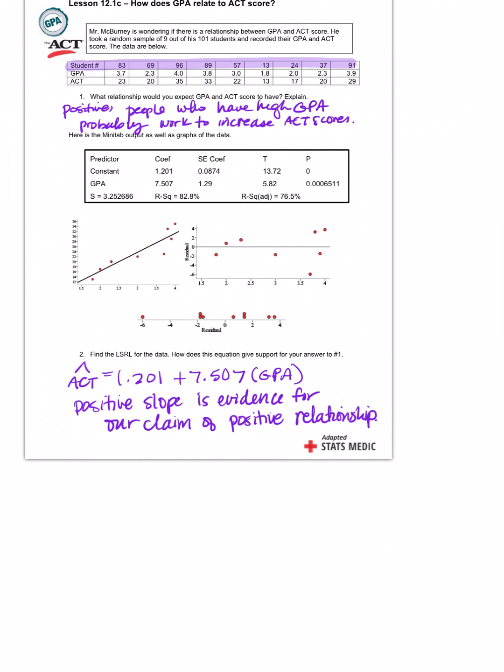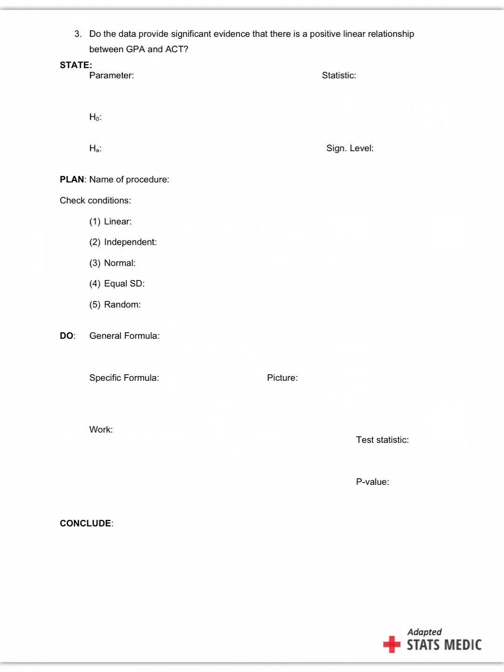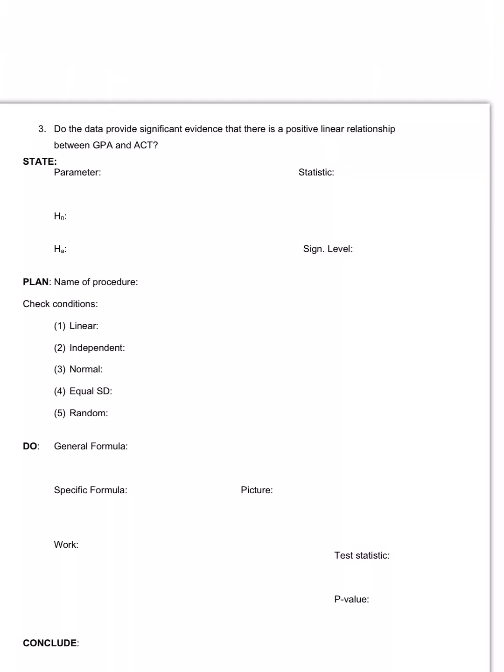Now the question is, is the evidence of this one sample strong enough to be convincing evidence? So on the next page we're going to walk you through the four-step process of this. We're going to have to do a little flipping back and forth because we've got to use those tables, so keep that handy. Do the data provide significant evidence of a positive linear relationship between GPA and ACT?